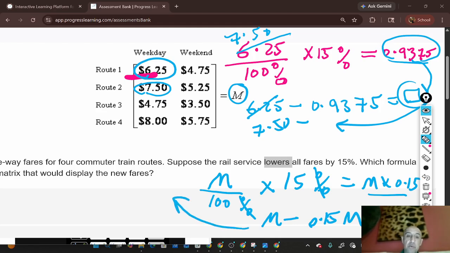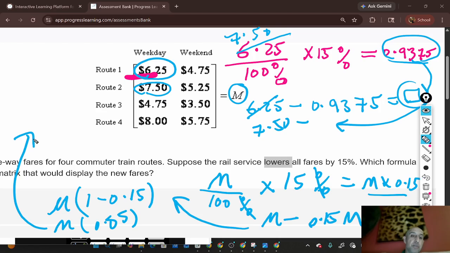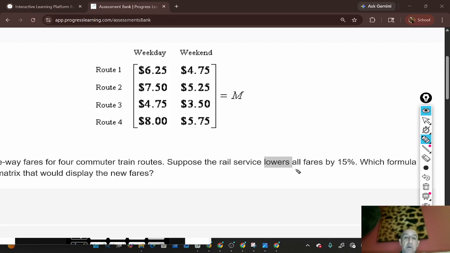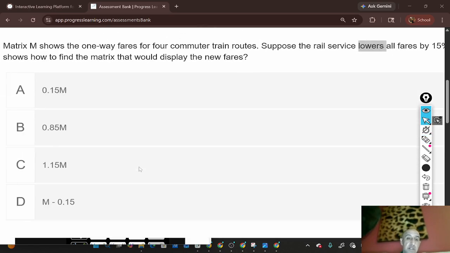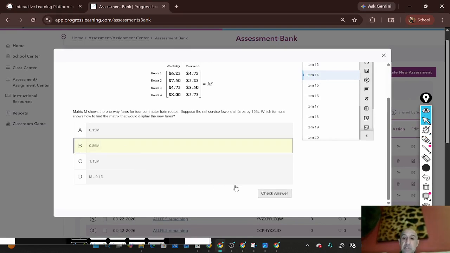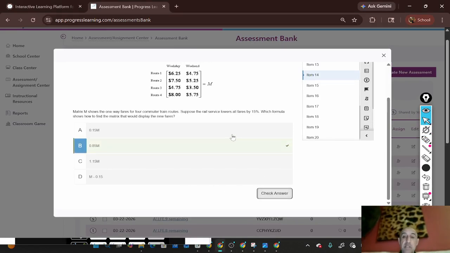Finally, we can take M outside and end up with M times (1 minus 0.15). If we do some simple calculation, we can see that 1 minus 0.15 is 0.85. So the answer is M times 0.85. We reach the point that the answer is 0.85 M as a formula. So we don't need all this. So we can now see the answers. So we will choose this answer. Check the answer. This is the right answer.